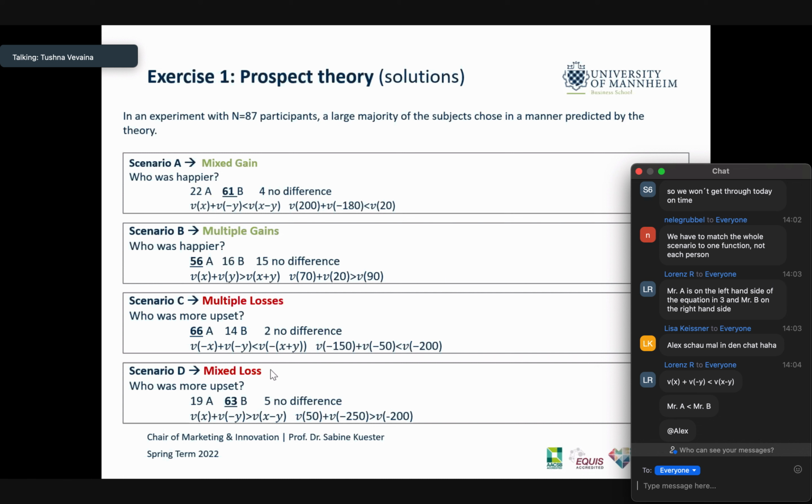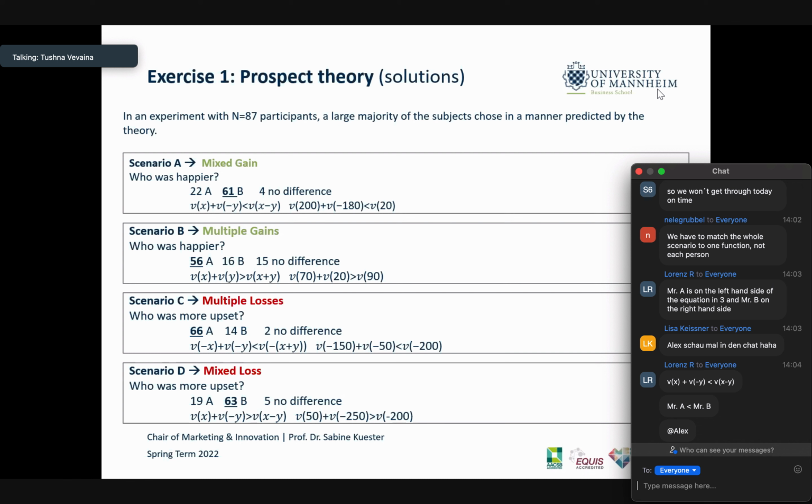So over here we saw that most people would say that Mr. B is more upset and A is happier. So that's how you use prospect theory, and this experiment was just conducted to see how people perceive things. Two people raised their hand, Alexander and Julius. Alexander, go first, and Julius, maybe you can. Sorry, I just forgot to put my hand down.